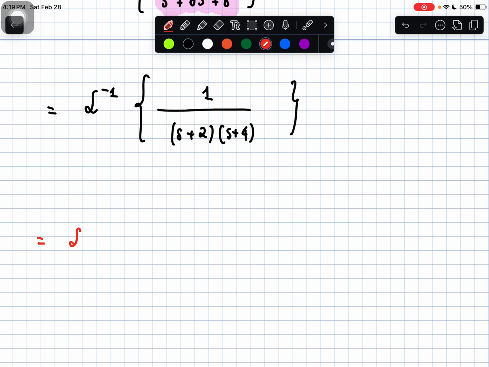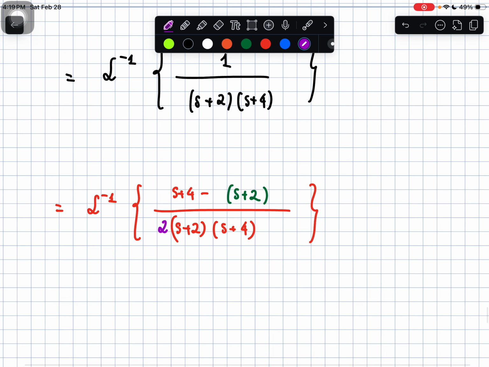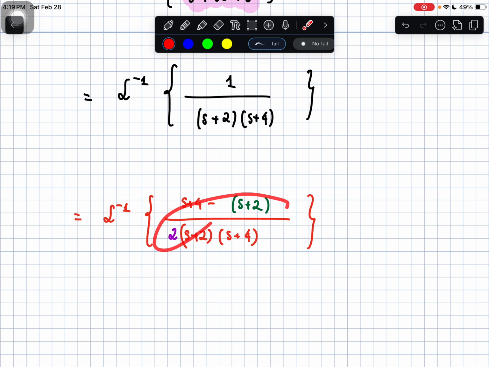Inverse Laplace transform, here's how I do it. Over (s plus 2)(s plus 4), up there I should have (s plus 4) minus (s plus 2). So you see that s cancels out. 4 minus 2 is 2, so I have 2 left. I need to divide by 2. So that 2 divided by 2 will be 1 here.